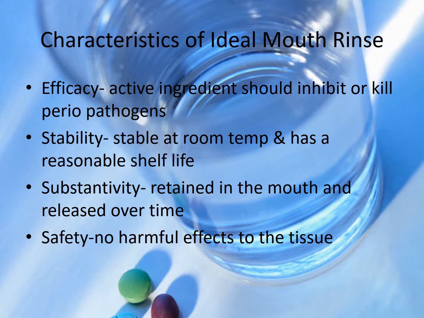When we start looking at mouth rinses and we want to look at the characteristics of an ideal mouth rinse, we would be looking for efficacy, where the active ingredient should actually inhibit or kill the periodontal pathogens. We want a mouth rinse that's stable, so it needs to be stable at room temperature and it needs to have a reasonable shelf life. Third, substantivity. That just means the ability for that product or that rinse to stay around. So we want something that is retained in the mouth and can be released over time. And finally, we want to look for a product that is safe. We don't want any harmful effects to the tissue.